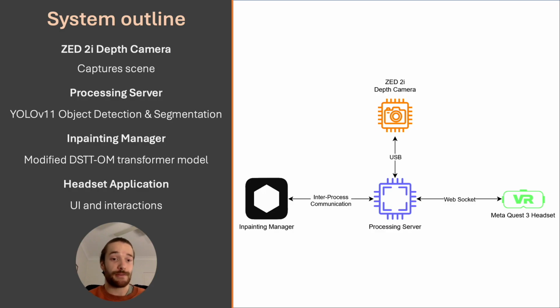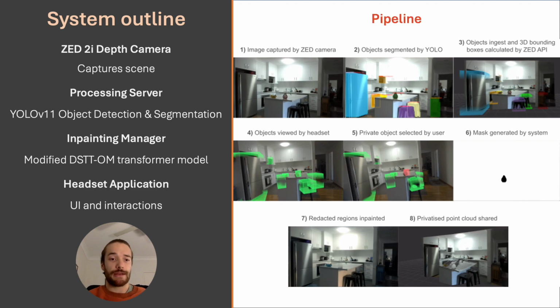The in-painting manager is its own separate component, and it is in control of taking an image and a redacted region and in-painting, or filling, that hidden region with potential background information. That essentially simulates the object's removal. The headset application hosts the user interface, and it is in control of the interactions that the user has with the system.